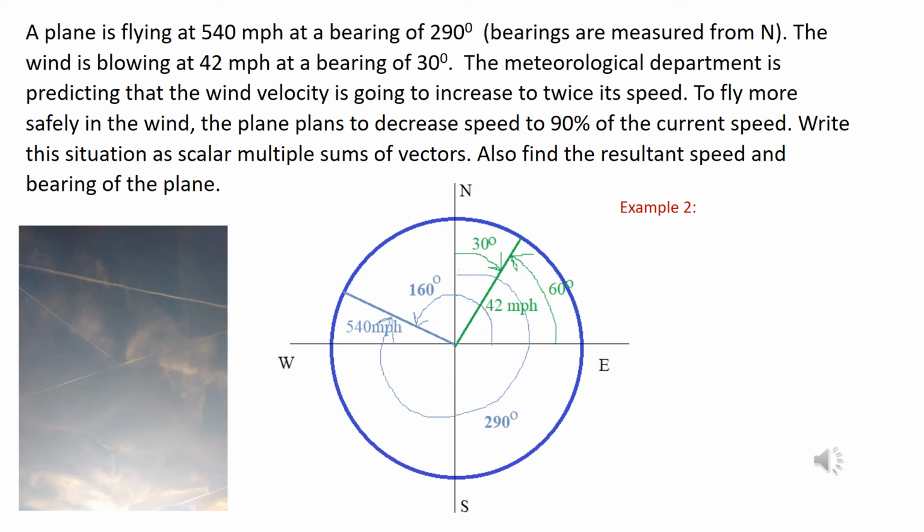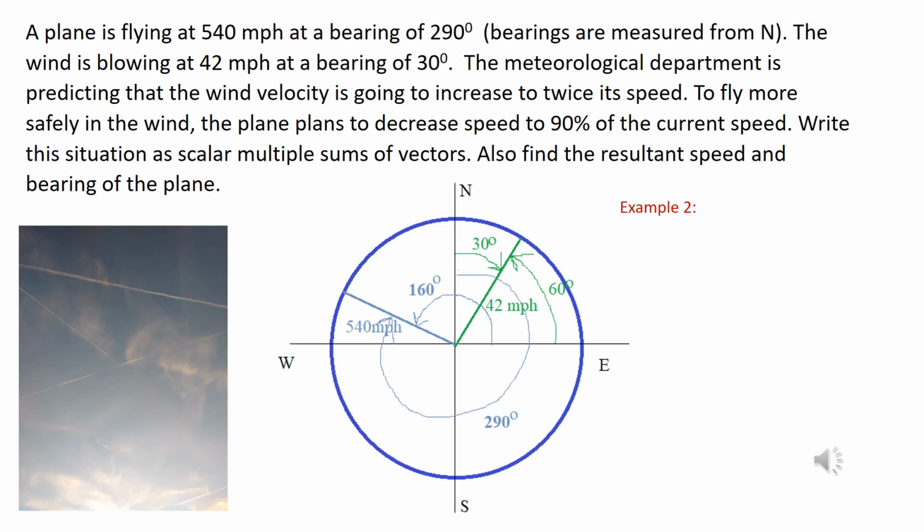Let's look at another example involving adding matrices. Suppose a plane is flying at 540 miles per hour at a bearing of 290 degrees. Bearings are measured from north, so what we might picture as the positive y-axis, and you rotate clockwise if you're talking about bearings measured from north. So you go through the quadrant to east, then south, then west, and back to north.